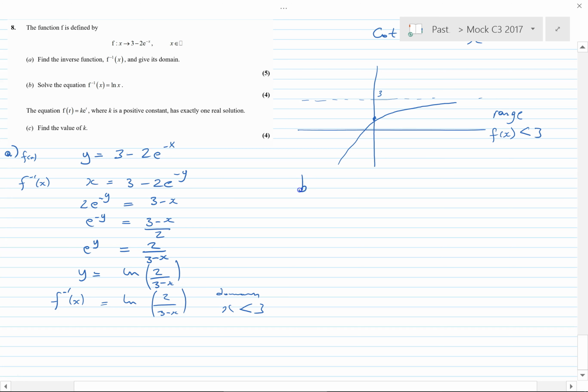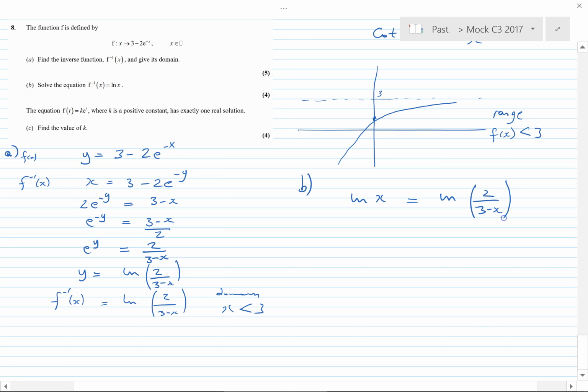Part B. It says solve the function f minus 1 equals ln x. Okay, so let's just do that then. This is ln x is equal to ln of 3 minus x.